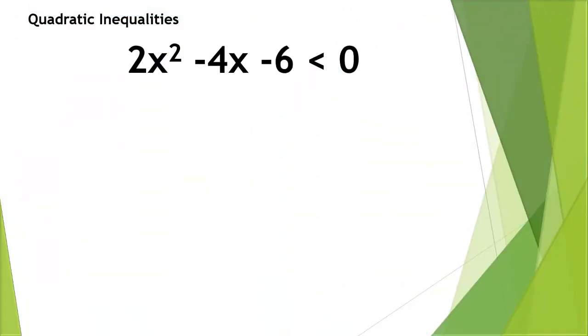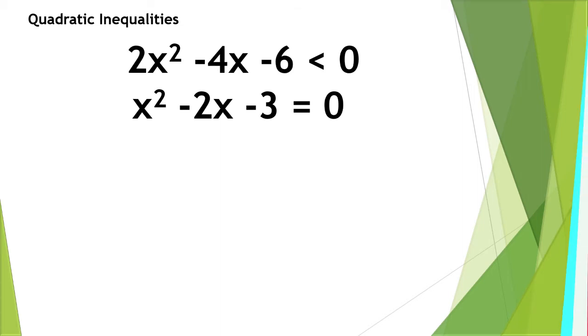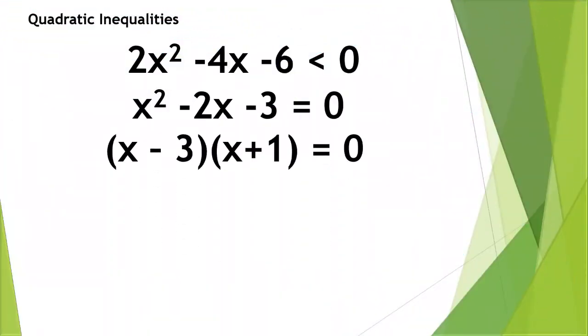So let us now proceed to an example of a quadratic inequality: 2x squared minus 4x minus 6 is less than 0. Now the question is, how do we solve this kind of inequality? First, transform the given inequality into a quadratic equation, and that is x squared minus 2x minus 3 equals 0. Then determine the factors of that equation, and the factors are the quantity x minus 3 times the quantity x plus 1 equals 0.